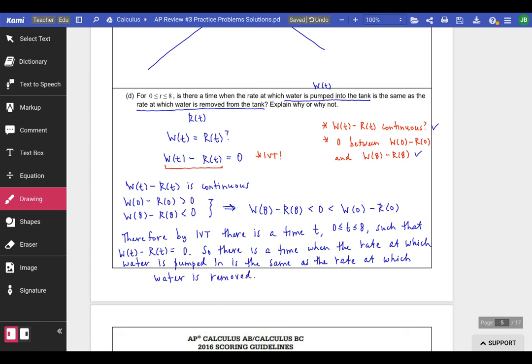That one you had to dig into a little bit to recognize the IVT. For points on this one, you got a point for writing W of t minus R of t equals 0, and then a point for your conclusion stating IVT. All right, that's the end of this problem. Thanks.